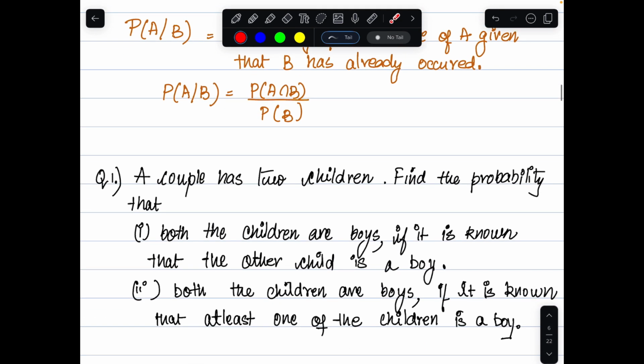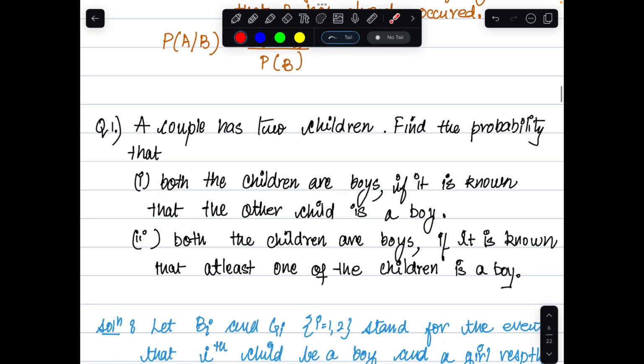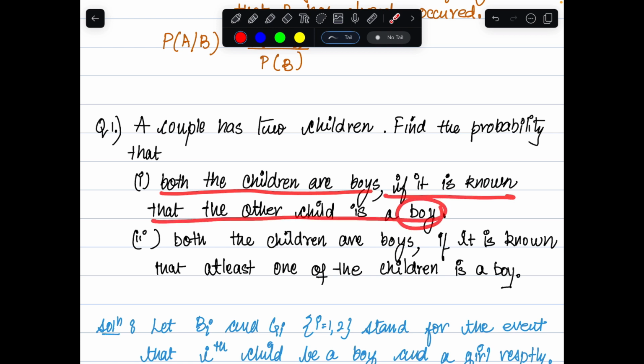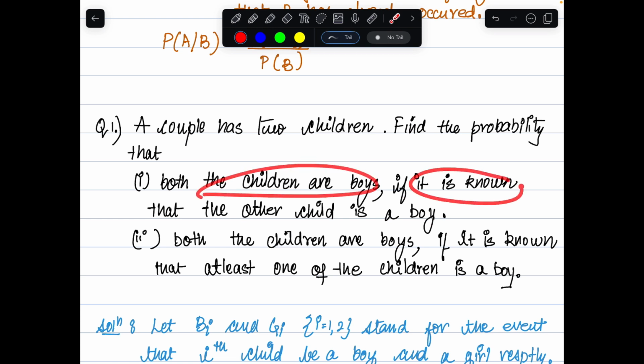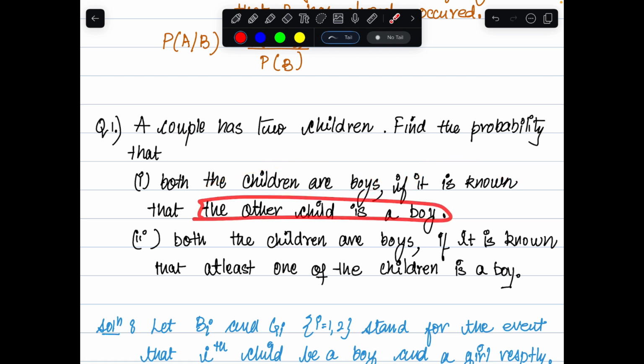Let's understand using problem. Now this problem has come frequently even in pre-boards and boards. Let us see what this problem is. A couple has 2 children. Okay, find the probability that. So 2 children are there. Now what is given? First is both the children are boys. I need to find the probability that both the children are boy if it is known that the other child is a boy. That means what? I need to find some probability given that it is known, given that this thing has already occurred.